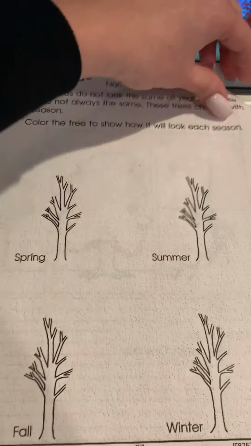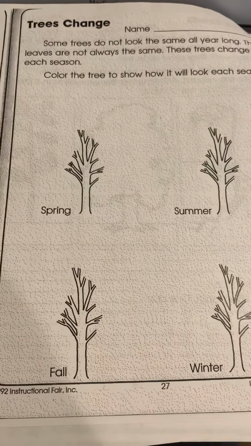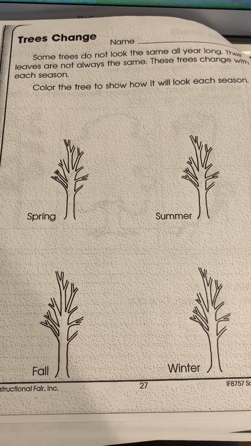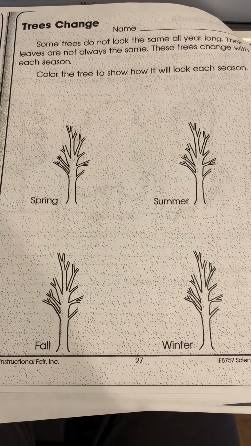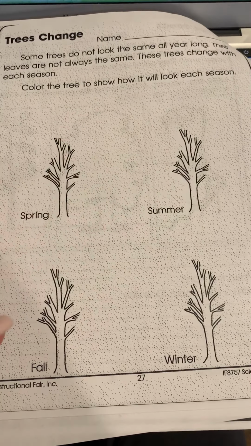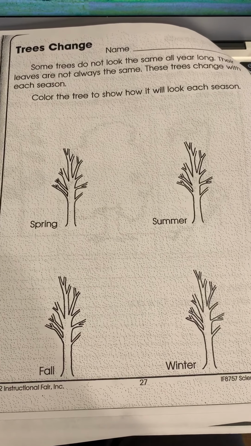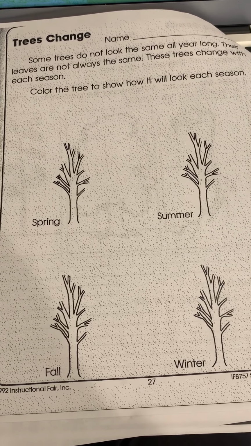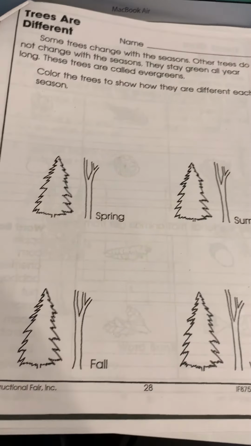Trees change. It says some trees do not look the same all year long. Their leaves are not always the same. These trees change with each season. Color the tree to show how it would look each season. Okay, we have spring, we have summer, we have fall, and we have winter. So it is your turn now to color the trees and show how each of them will look depending on the season. Take the time to do that, and I'm going to continue on to the next page.